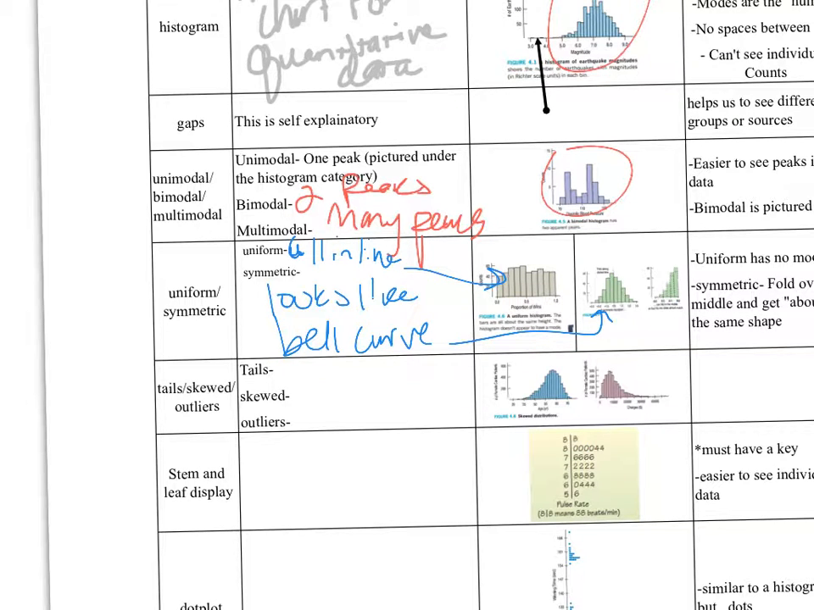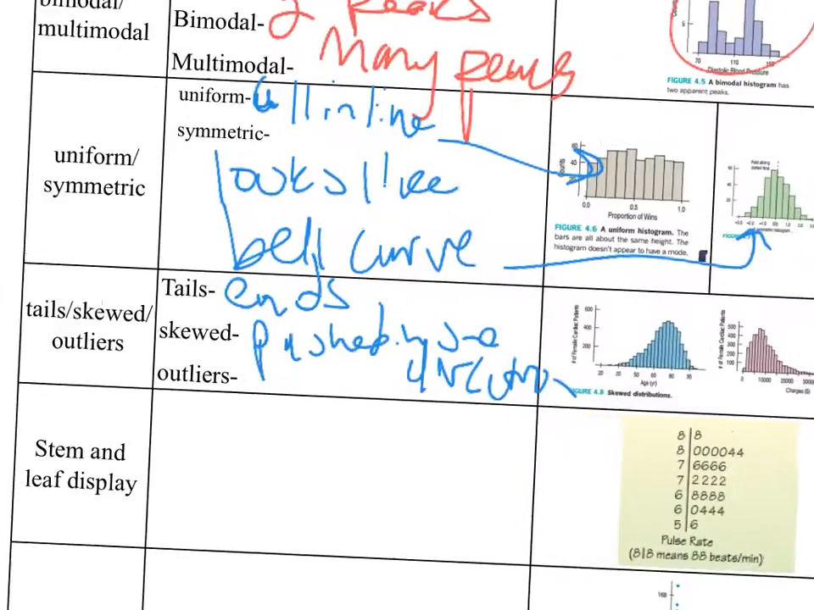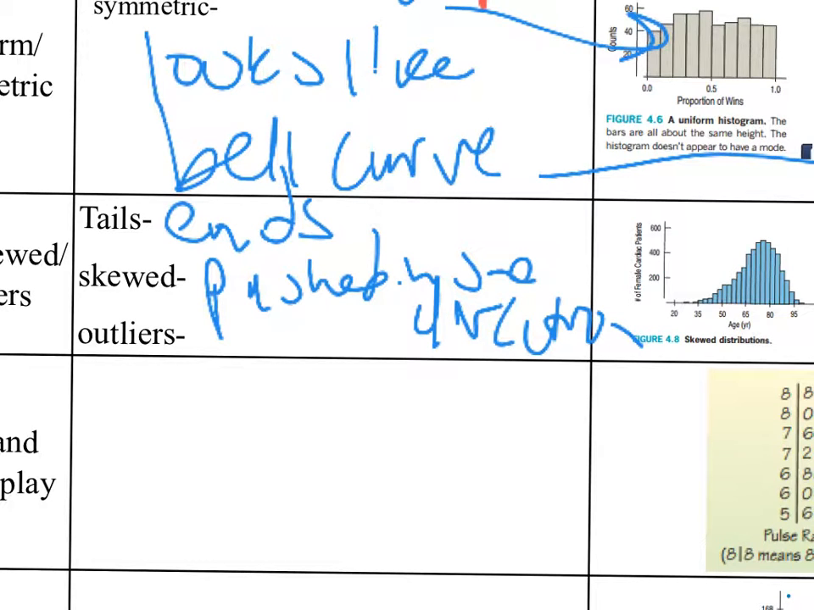Tails are your ends of your graph. So ends. It's literally like a tail. Skewed means pushed in one direction. Sorry, this is not showing up very well. Pushed in one direction. I'll zoom in a little bit for outliers so you can see what I'm actually writing.